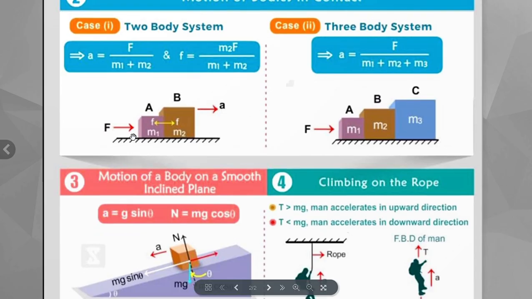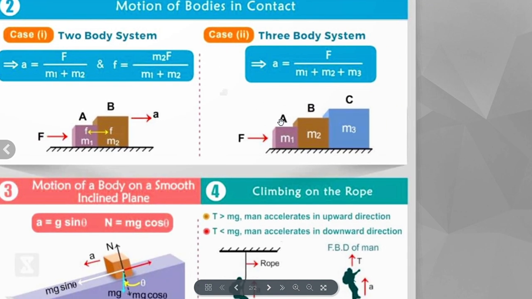So here you can see that when we apply force F towards the block, block A, which is m1, and block B, which is m2, have a contact force between them. When we move block A, block B also moves with the help of the contact force. So the acceleration of these two blocks will be to the right side. Three body system.